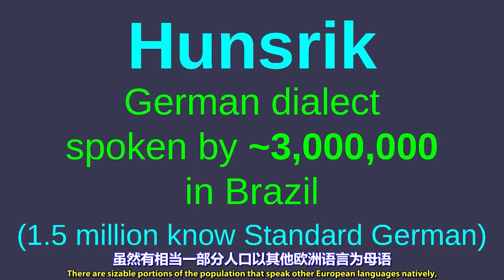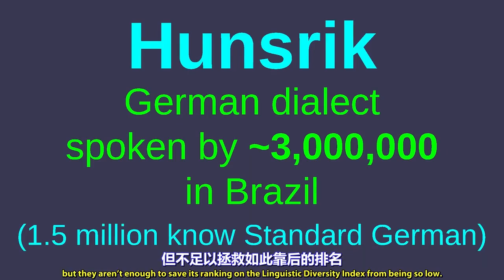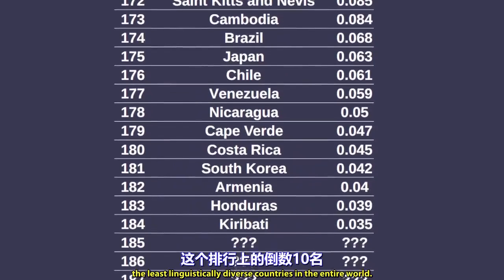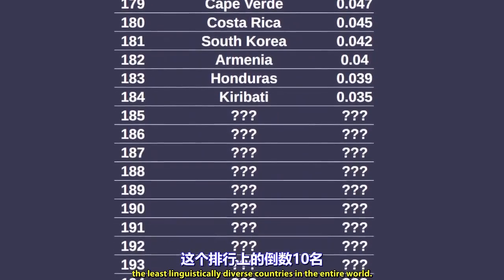There are sizable portions of the population that speak other European languages natively, but they aren't enough to save its ranking on the Linguistic Diversity Index from being so low. Going further down, we reach the bottom 10, the least linguistically diverse countries in the entire world.